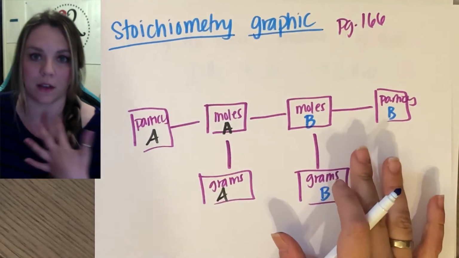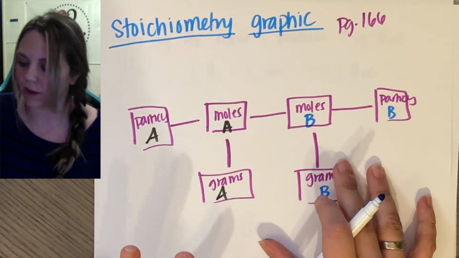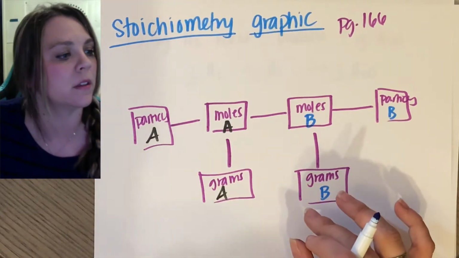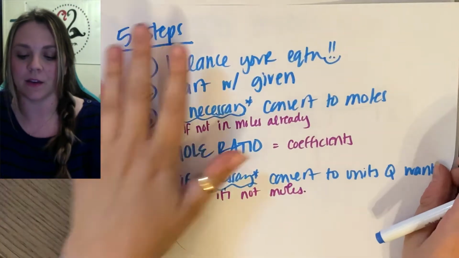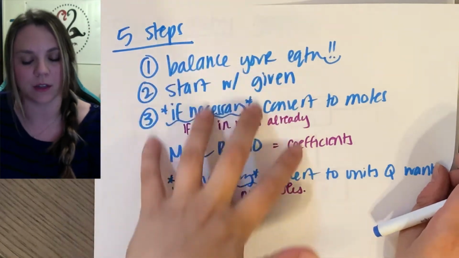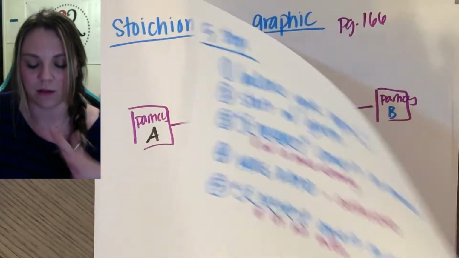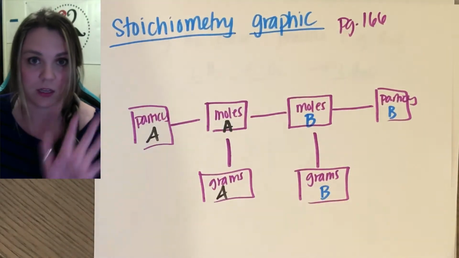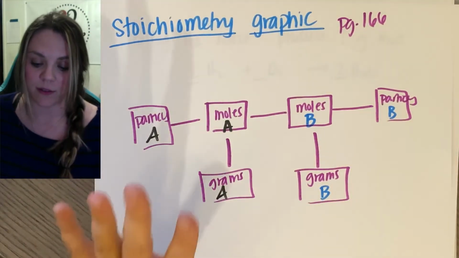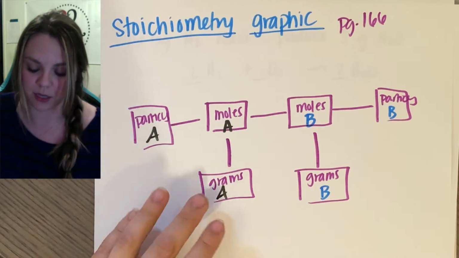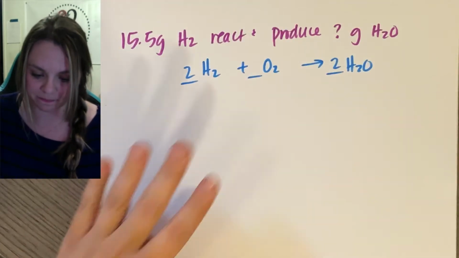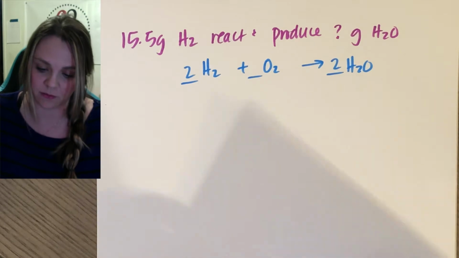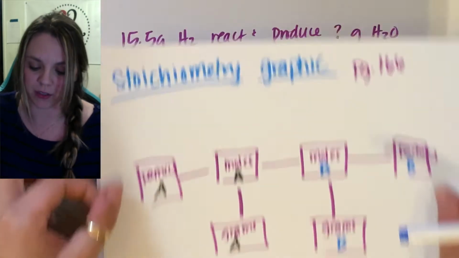Instead of using what I like, which is my kind of 5-step process, this is how I like to think of stoich. But if this doesn't work for you and you would rather do it this way, you can. You do have to make sure that you balance your equation. So you have a balanced equation, and now you just follow the little chart.